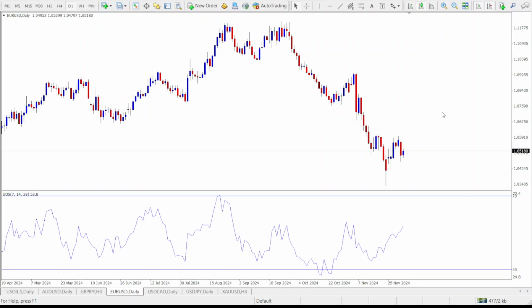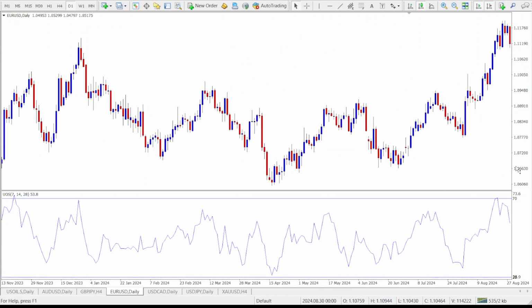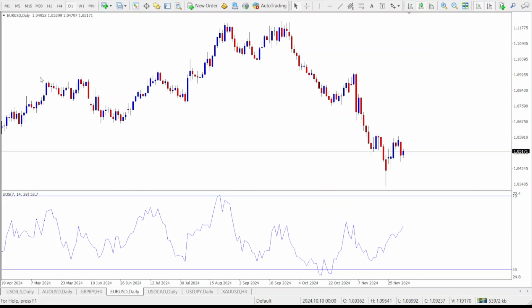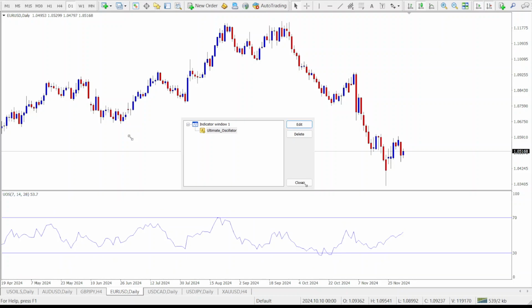Now it seems like the default settings for this indicator do not have a fixed value, but I'm going to recommend adjusting the settings to have a fixed minimum of 0 and a fixed maximum of 100, so that you can see the oscillations properly within the zones.